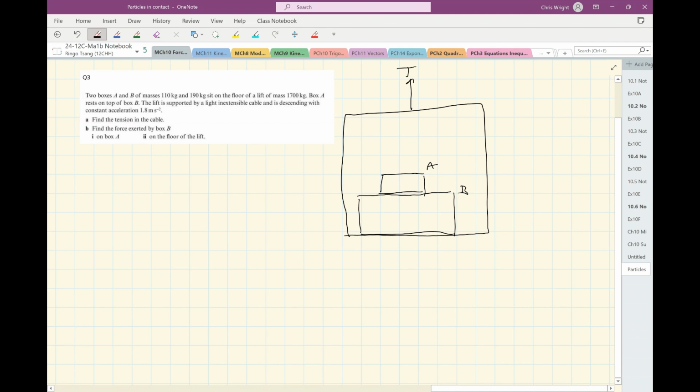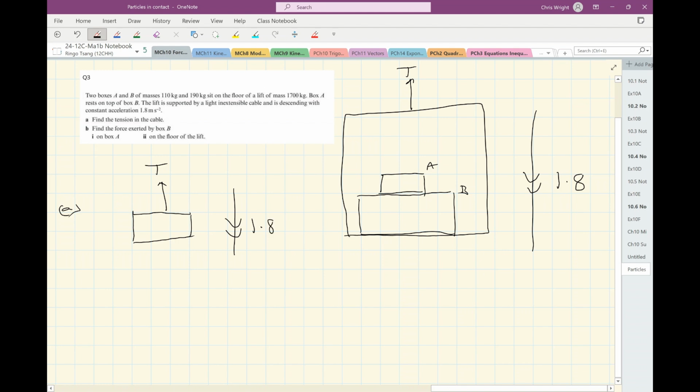The lift is supported by a light and inextensible cable, and the lift is descending with a constant acceleration of 1.8. Find the tension in the cable. Right, well, I'm going to treat the lift and the boxes as one thing. So I've got a tension on the cable. We're accelerating in a downward direction.